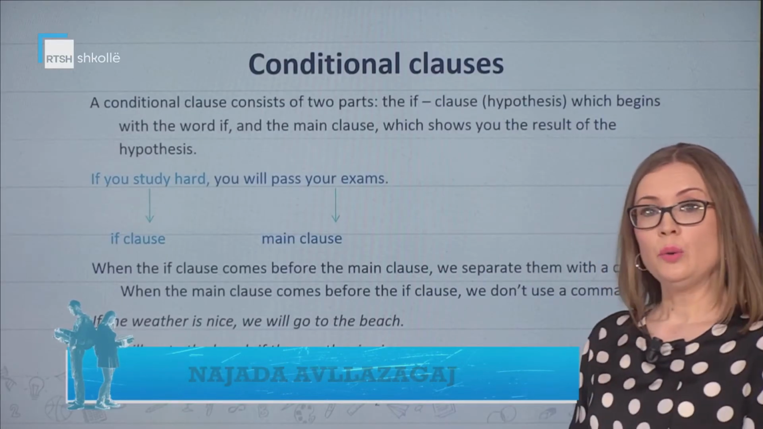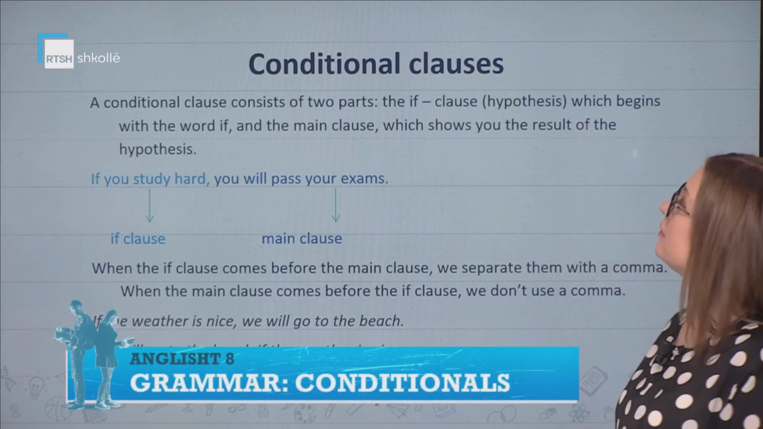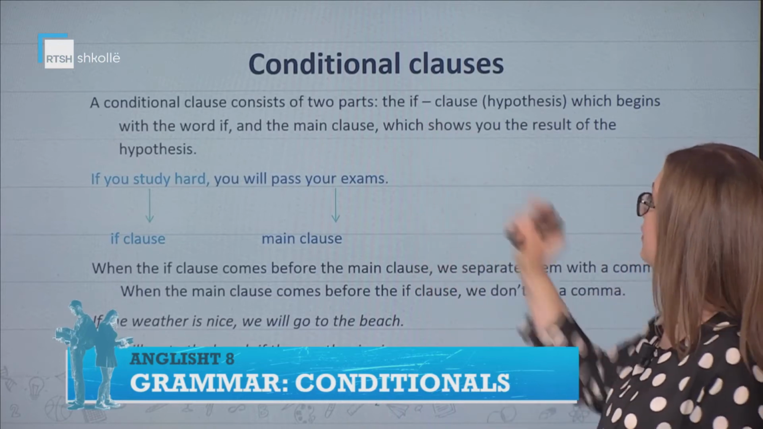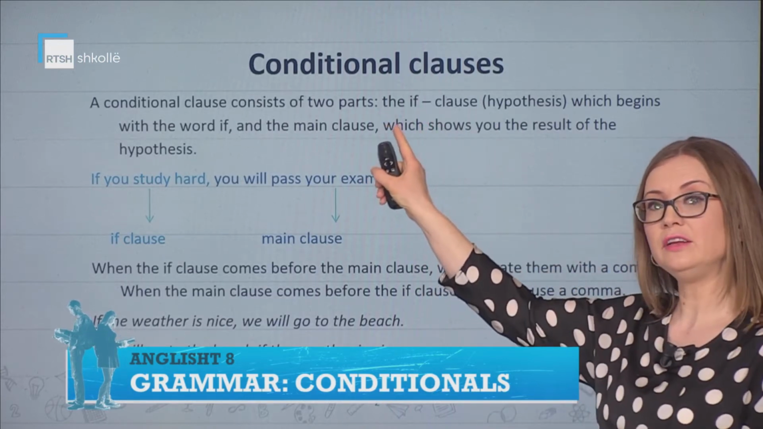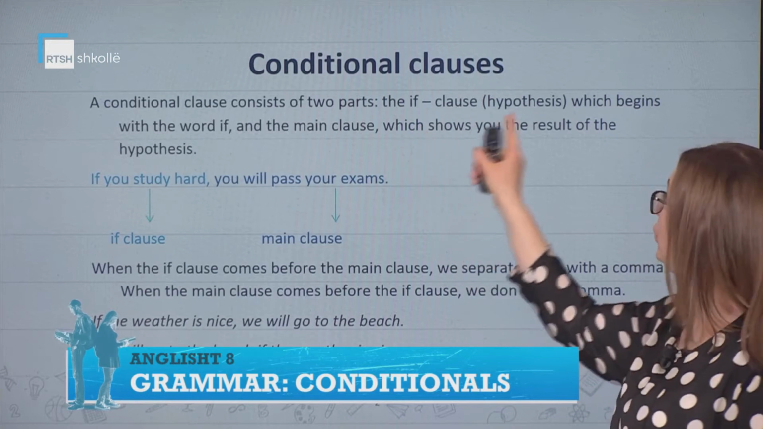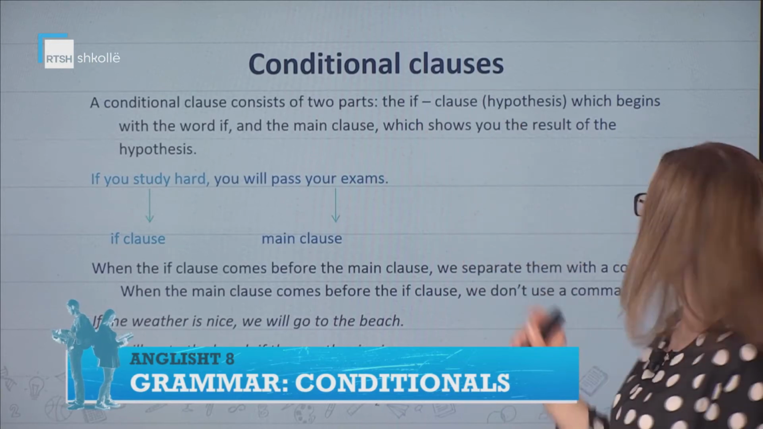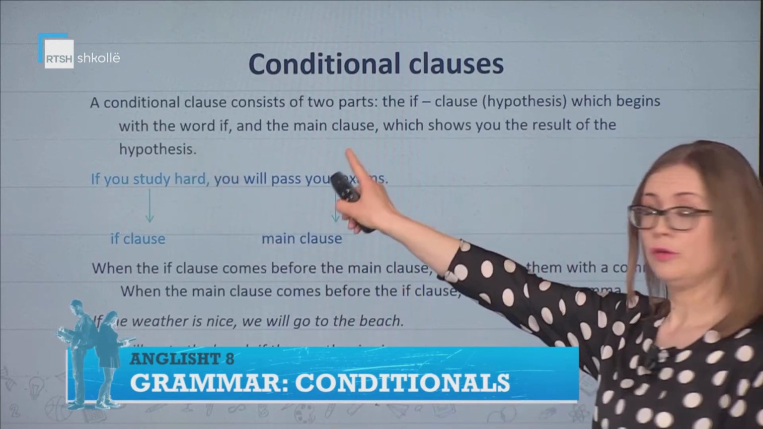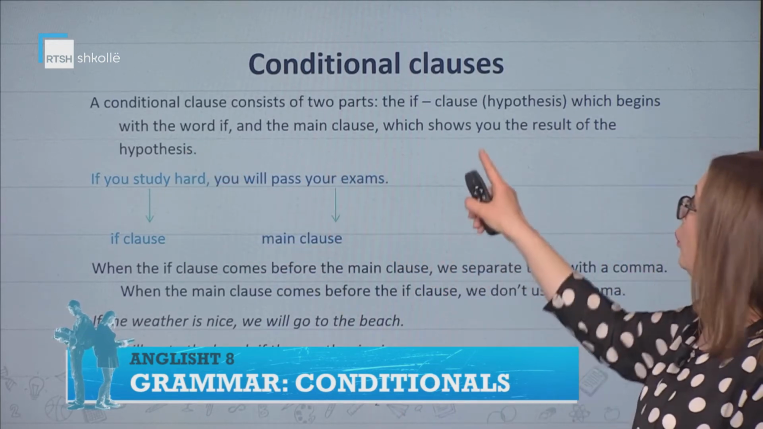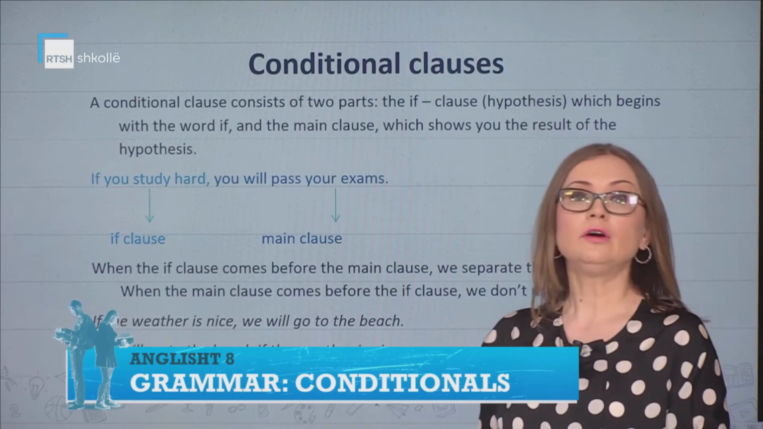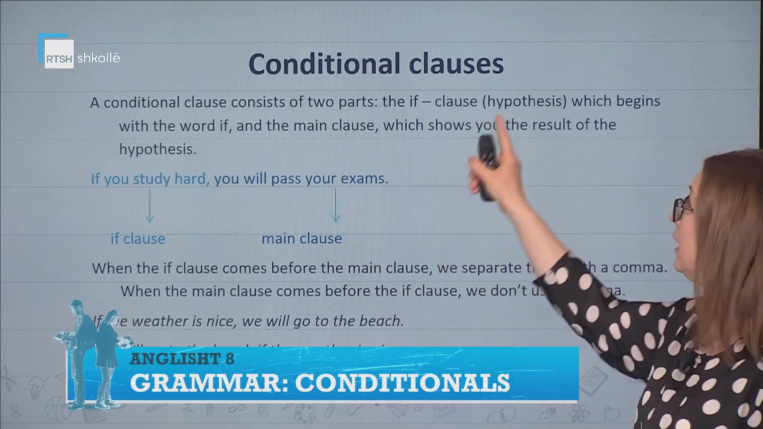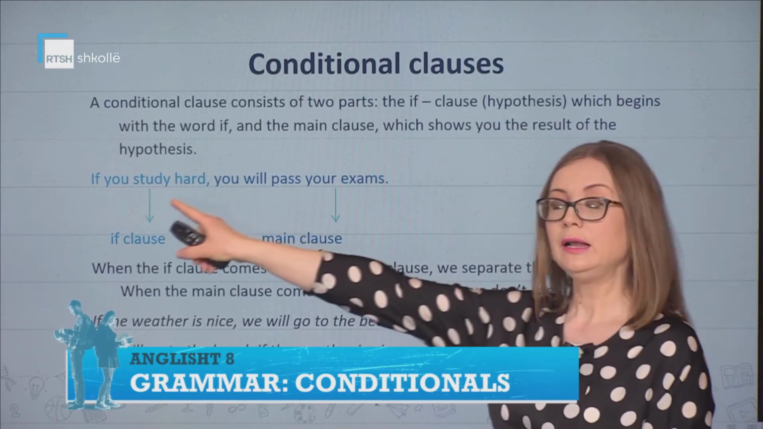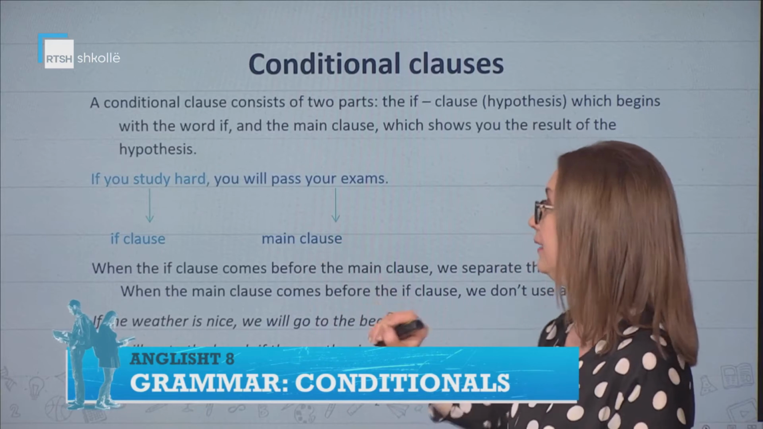Have a look. What is a conditional clause? A conditional clause consists of two parts. We have the first one, that is the if clause, and we have a hypothesis here which begins with the word if, and the main clause, the next one, which shows you the result of this hypothesis at the first clause, at the if clause, if part. So let's discover together and find out.